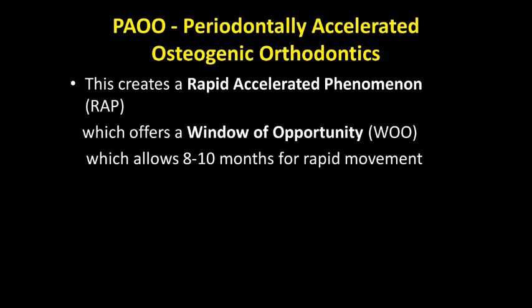This is based on a concept that was presented by the Wilco brothers when they talked about PAOO, which is periodontally accelerated osteogenic orthodontics. Now, what they found, and this has been documented in the literature, is that you can get a rapid accelerated phenomenon, which is RAP. Keep that term in mind. And this offers a window of opportunity, WOO, which allows 8 to 10 months for rapid movement before the window of opportunity closes.